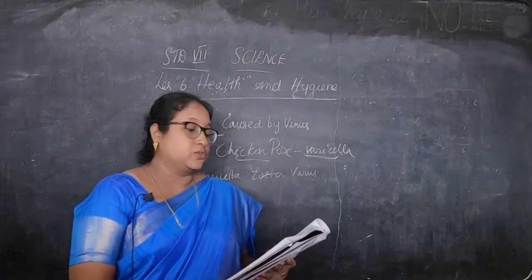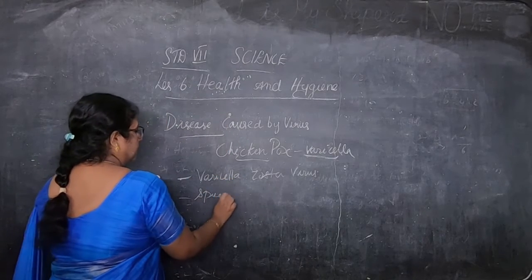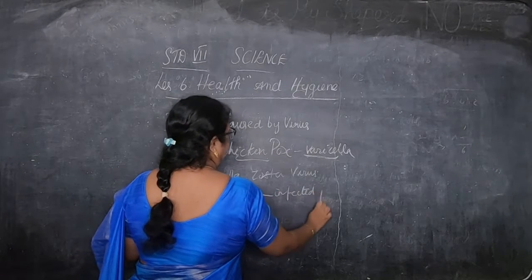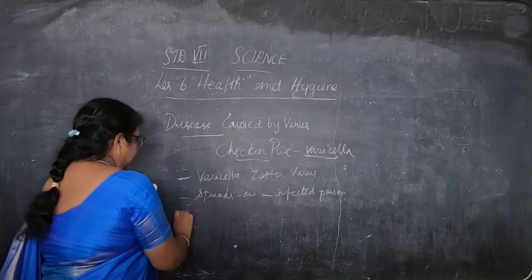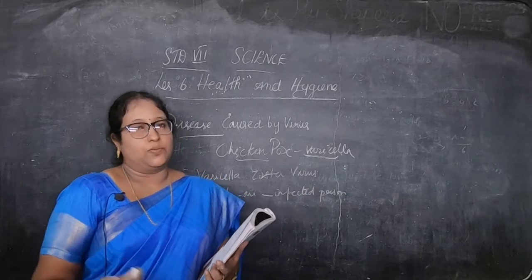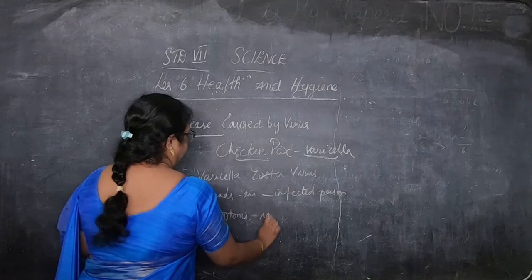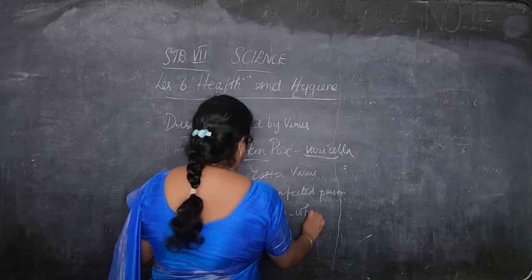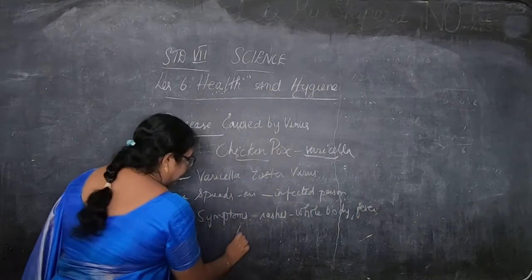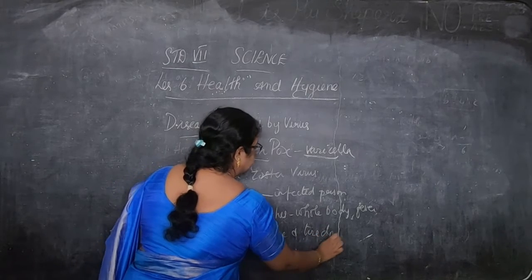Now the disease spreads through air and on contact with an infected person. How does it spread? It spreads through air and through the infected person. Okay, children. Now what are the symptoms? Symptoms are the appearance of rashes on the whole body, that is allergy on the whole body, and fever, headache and tiredness. Okay, children. So these are the symptoms of chickenpox.